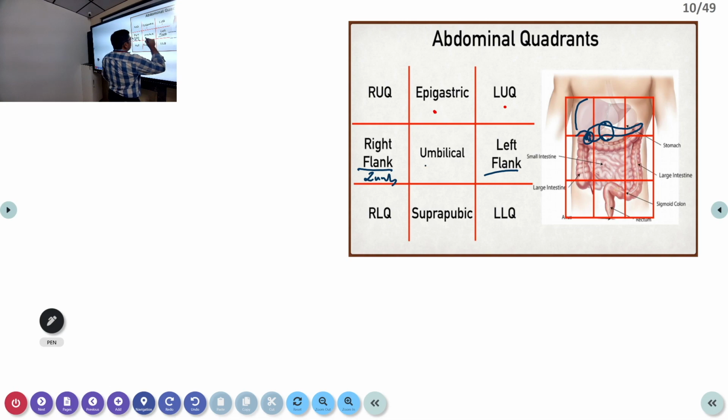In the umbilical region, what are the things which can cause swelling? Mostly the small intestines. Anything arising from the small intestines may cause swelling in the umbilical region, as well as the mesentery. The root of the mesentery will be here. The mesentery is a large structure that connects the small intestine to the posterior abdominal wall.